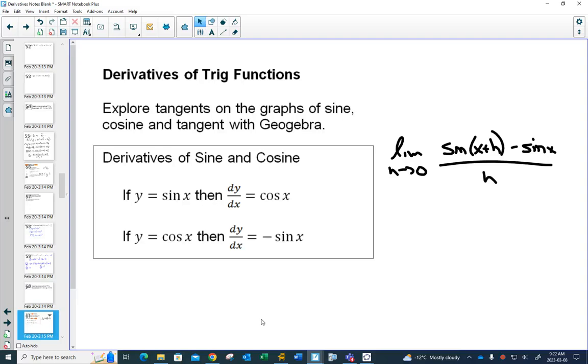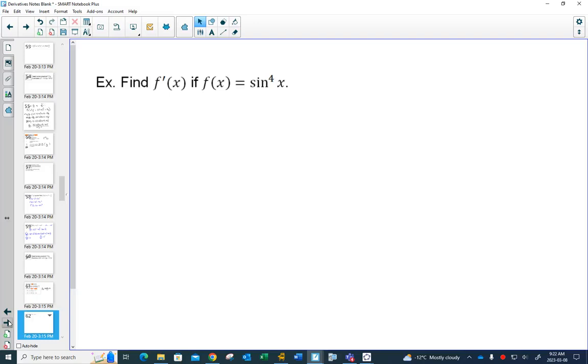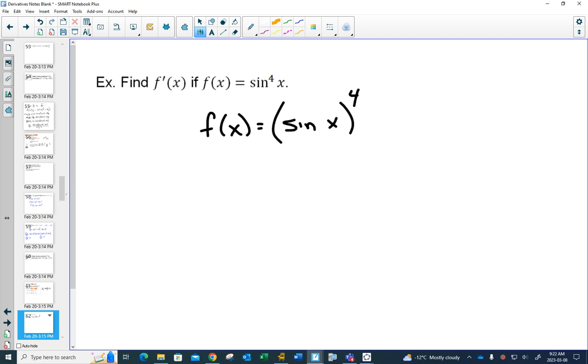So what does that look like? I could find the derivative of sine to the 4x. This is a chain rule. And you probably remember from sine squared, you wrote the 2 in between the sine and the x? This means the same thing, and some students actually like to write it this way, because for them it's easier to see the chain rule. It's easier to see that the sine x is inside of the 4.